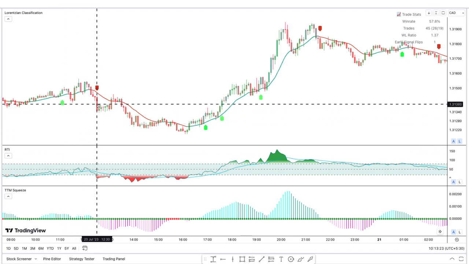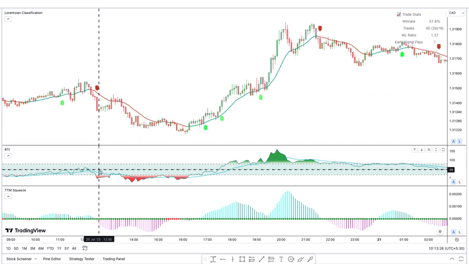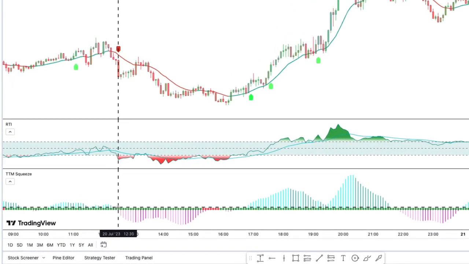And when we have a sell signal, RTI should be below 20 and red, and in TTM Squeeze, the dots should be green and the histogram should be below 0. You can see that we don't have these conditions, so this sell signal is also rejected.